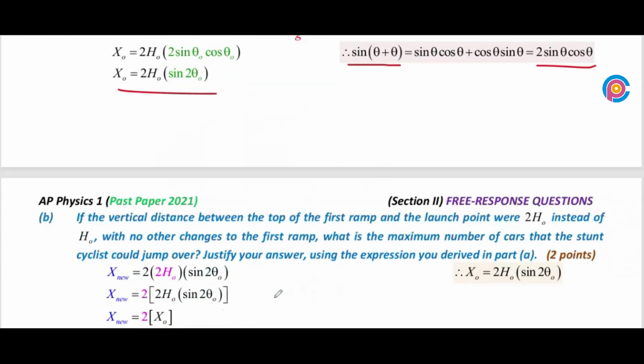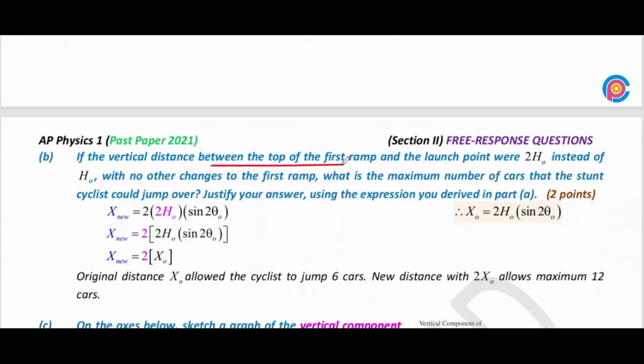Now, the next part of the question: if the vertical distance between the top of the first ramp and the launch point is 2h naught instead of h naught, meaning we increase the height, and there is no other change to the first ramp, what is the maximum number of cars that the stunt cyclist could jump over? Justify your answer using the expression derived in part A.